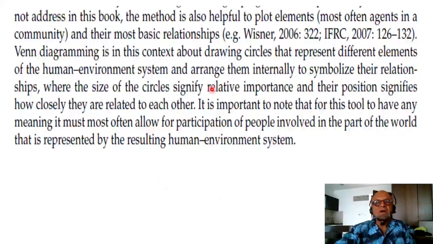So how the boxes or ellipses in the Venn diagram are interacting with each other with feedbacks and so on. Venn diagramming is, in this context, about drawing circles that represent different elements of the human environment system and arranging them internally to symbolize their relationships, where the size of the circles signifies relative importance and their position signifies how closely they are related to each other. It's important to note that for this tool to have any meaning, it must often follow participation of people involved in the part of the world that is represented by the resulting human environment system.